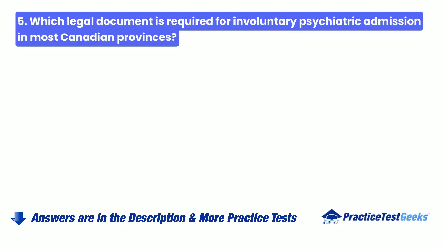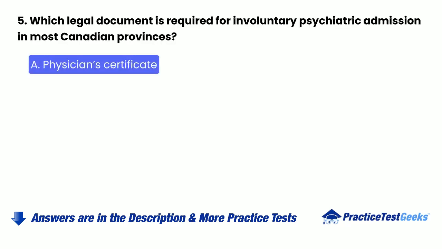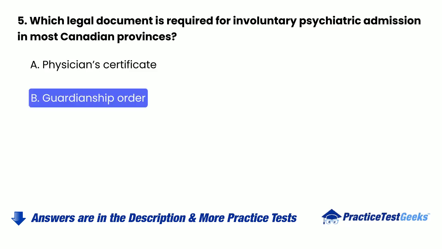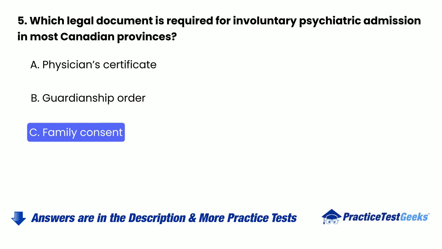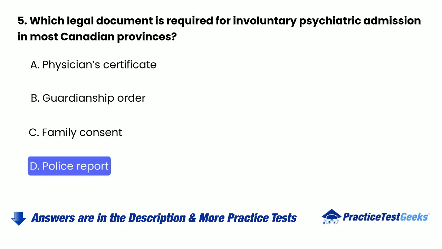5. Which legal document is required for involuntary psychiatric admission in most Canadian provinces? A. Physician's certificate. B. Guardianship order. C. Family consent. D. Police report.